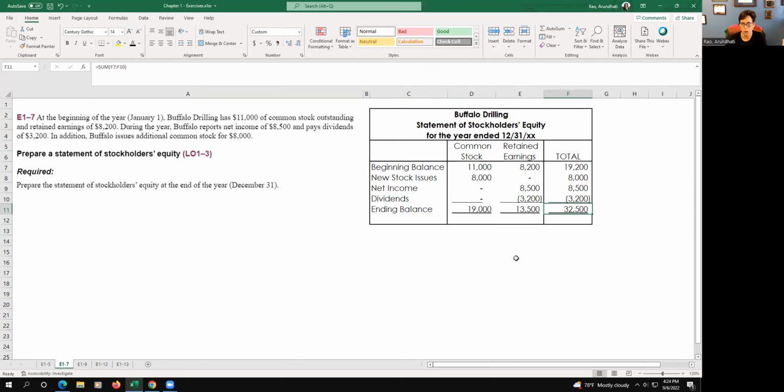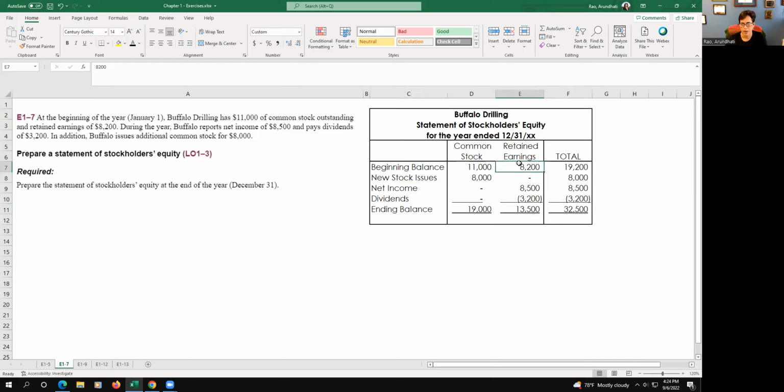So once again, to recap, the statement of stockholders' equity has only two accounts, common stock and retained earnings. In your 201 class, all the way until you get to the very last chapter, the only thing you're going to see with common stock is that a company may issue more common stock. You're not going to see anything else happen over here. Additional common stock is issued.